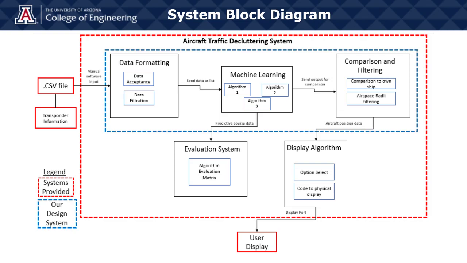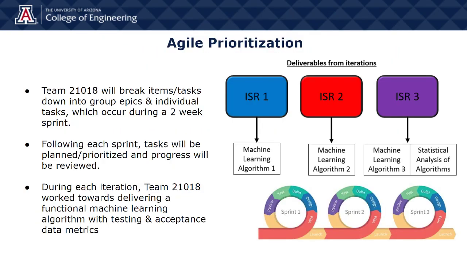Pictured here is our system block diagram. Outside of our system, we have flight data that was provided to us. Inside of our design system, we have three main subsystems. We have the data formatting system, where data is formatted and accepted. We have the machine learning subsystem, where the actual flight predictions occur from our machine learning algorithm. The next subsystem is the comparison and filtering subsystem, where the predicted courses are compared to our own ship.